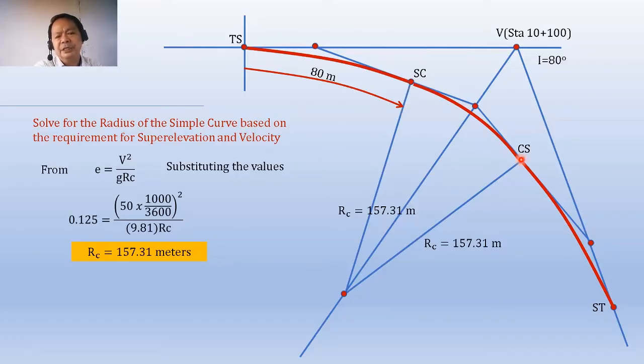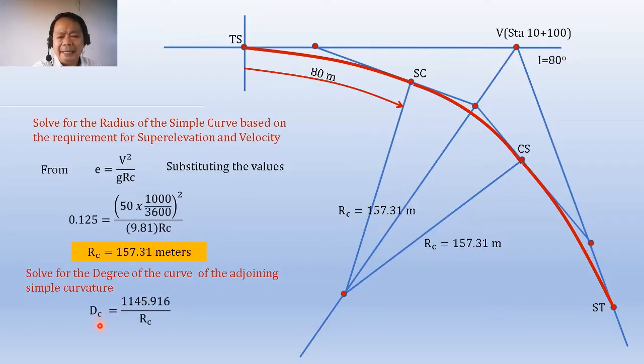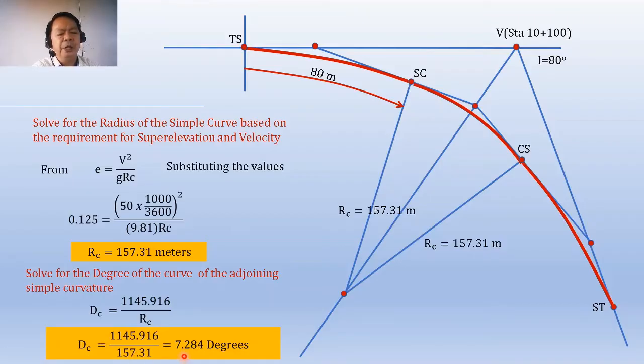adjoining. This is the curve, and so this curve will have a degree based on the radius of the curvature. And how do we solve for that? So sabi dito, to solve for the degree of the curvature, we use the formula, the relationship that the degree of the curvature is equal to 1145.916 divided by its radius. And because the radius is already computed at 157.31, then the degree of the curvature will be equal to 7.284.